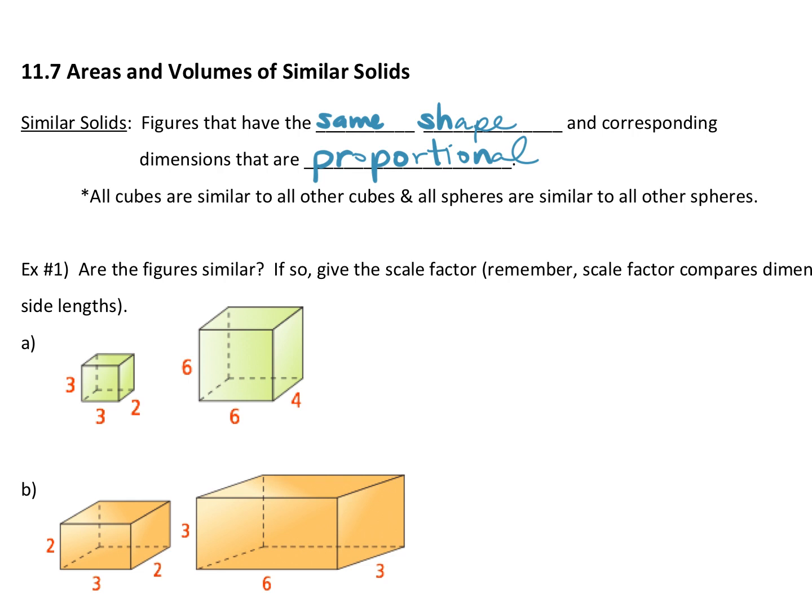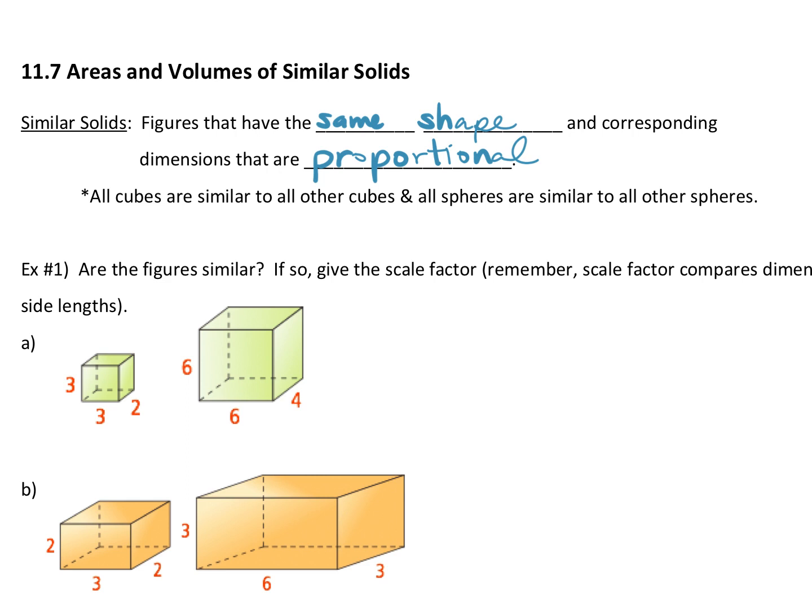One little fun fact for you. Every cube is similar to every other cube. So think about that. If all your dimensions are the same, 2 by 2 by 2, and you get another cube that's 5 by 5 by 5, you're going to have the same ratio the whole way through. 2 to 5 is 2 to 5 is 2 to 5, right?